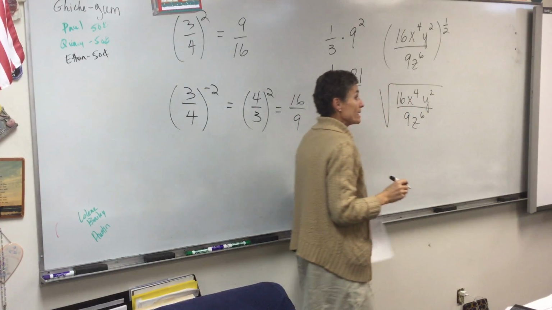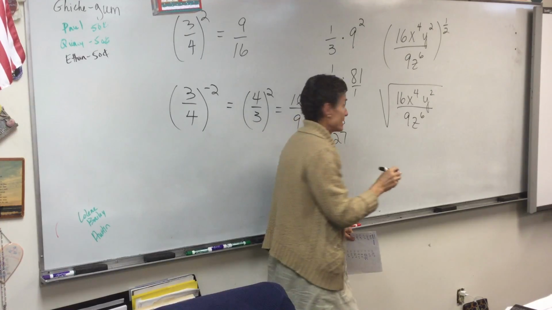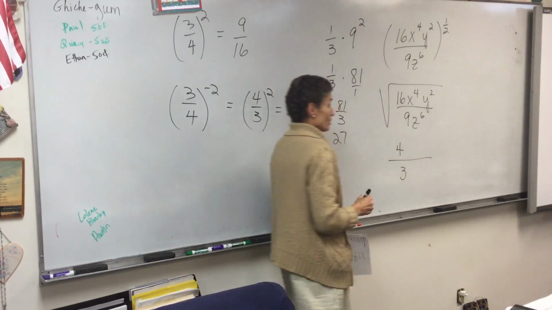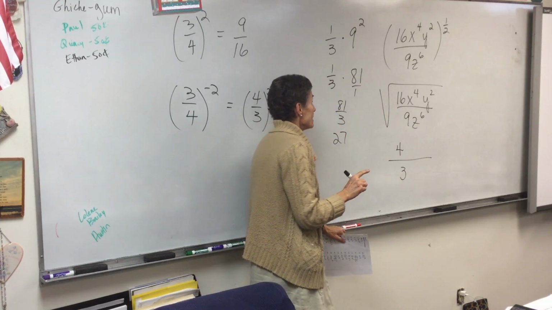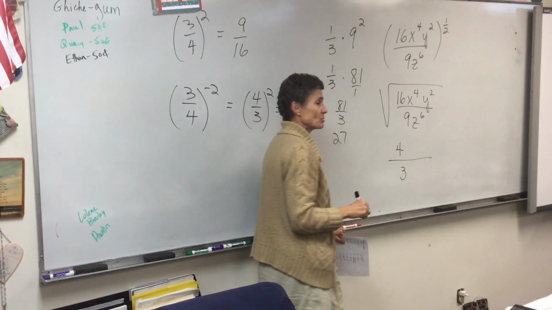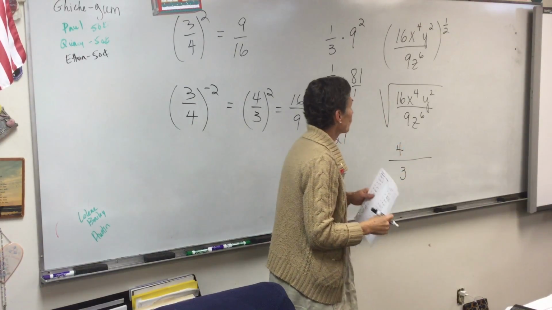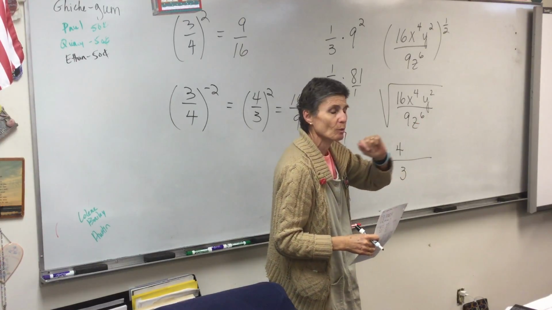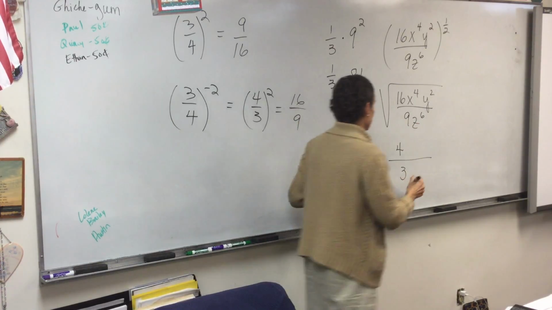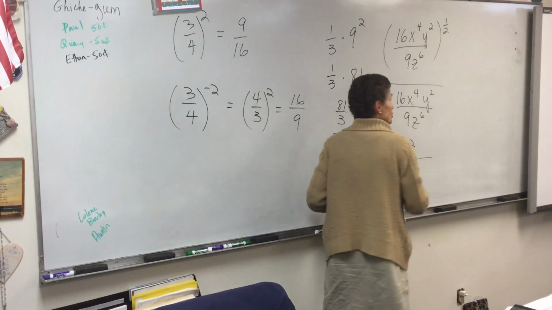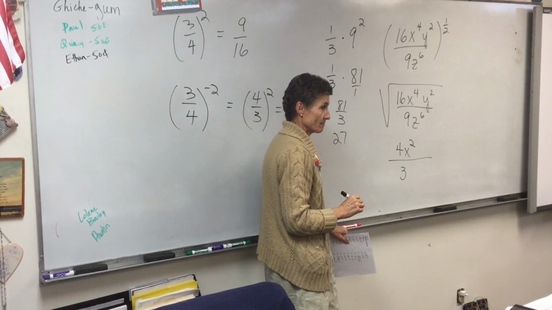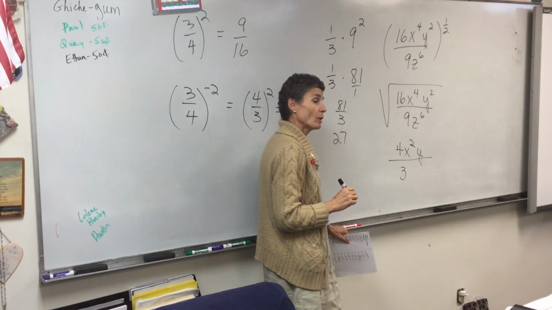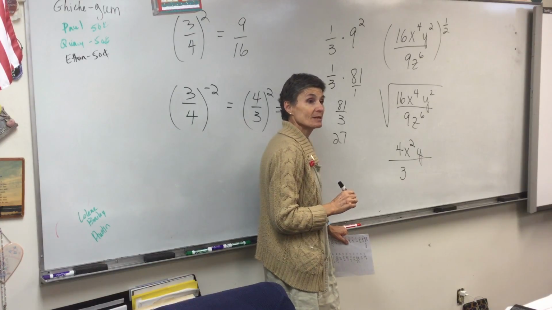Now, certainly with the numbers, that's easy. The square root of 16 is 4, and the square root of 9 is 3. So that part's easy. Now, when it comes to these letters, it's a little bit tricky. Just think about it. What do you think the square root of x to the 4th is? X squared. What do you think the square root of y squared is? Y. Watch it now. What do you think the square root of z to the 6th is? Z to the 3rd.